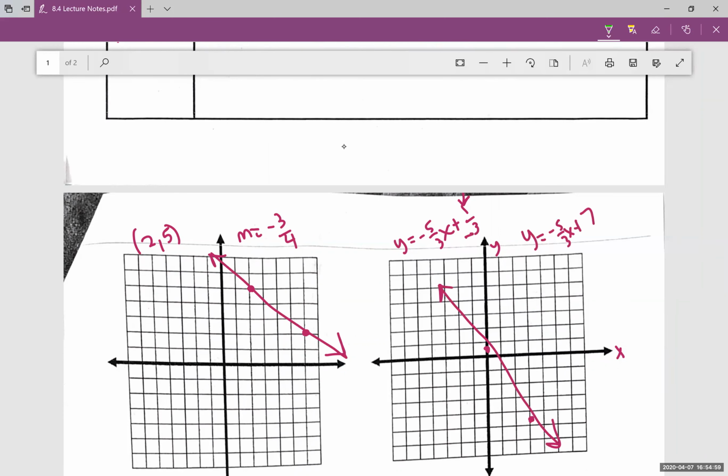Okay, then my second line, I have a positive 7 for the y-intercept. So 1, 2, 3, 4, 5, 6, 7. And again, my slope is down 5 over 3. So 1, 2, 3, 4, 5, 1, 2, 3. I have 2 points. Now you can't tell that these lines are parallel. Maybe you can, but they have the exact same slope, negative 5/3. Both are decreasing lines, negative slope, going down the mountain, but they are parallel.